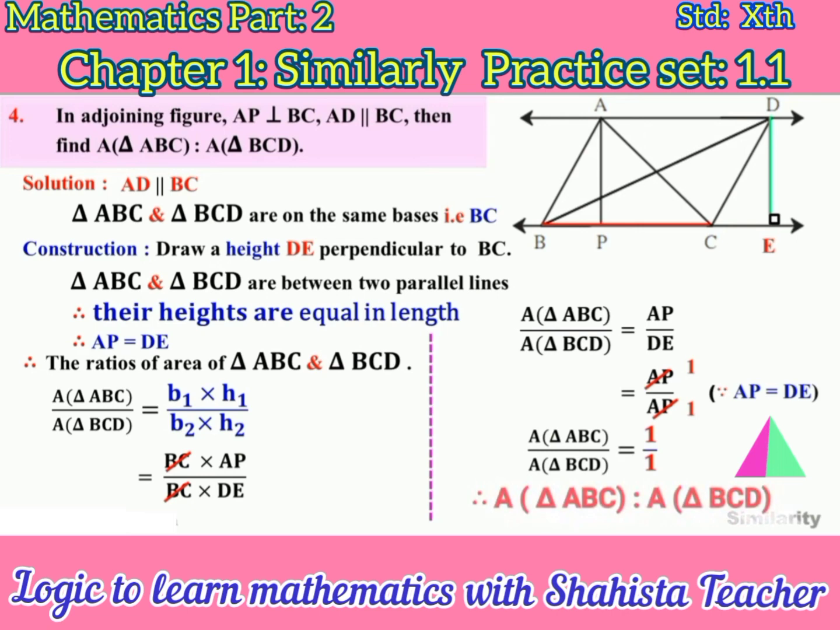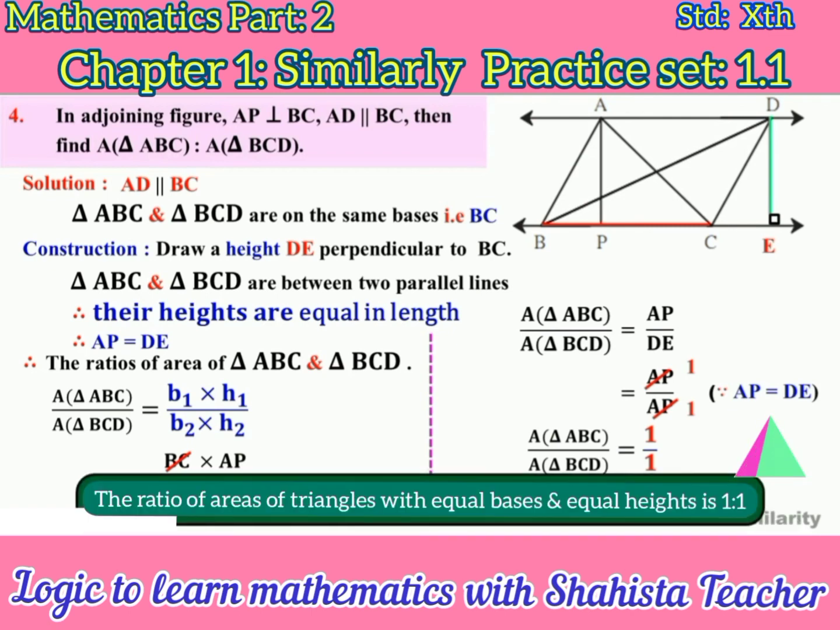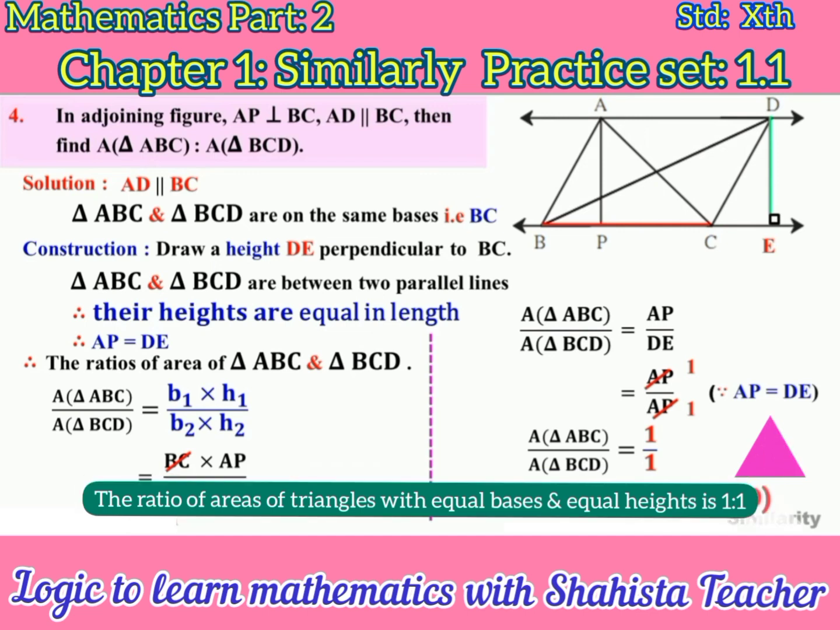So here the area of triangle ABC is to the area of triangle BCD. We have proved this. Why? Because their heights are equal in length. So the ratio of areas of triangles with equal bases and equal heights is 1:1. This statement is very important to write. My dear students, you have to solve this question number 4 in your Maths 2 notebook. And if you find any difficulty or any doubt, you can contact me.